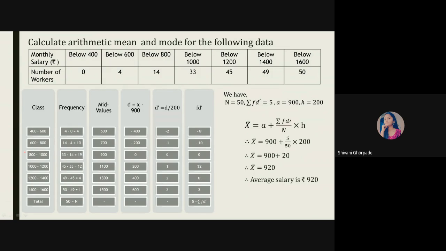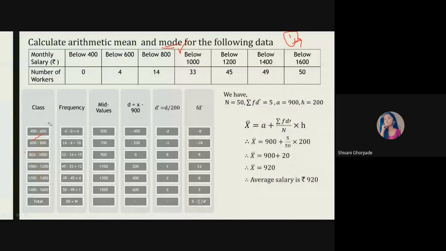Now the second part, what they have asked is the mode, right? They have asked for the mode. For mode, first, what is the step? First we have to check the class boundaries. So the class boundaries, these are continuous, right? 600, 600, 800, 800, 1000, 1000, 1200, 1200, and 1400, 1400. It means they are continuous classes, so we don't have to find the class boundary.